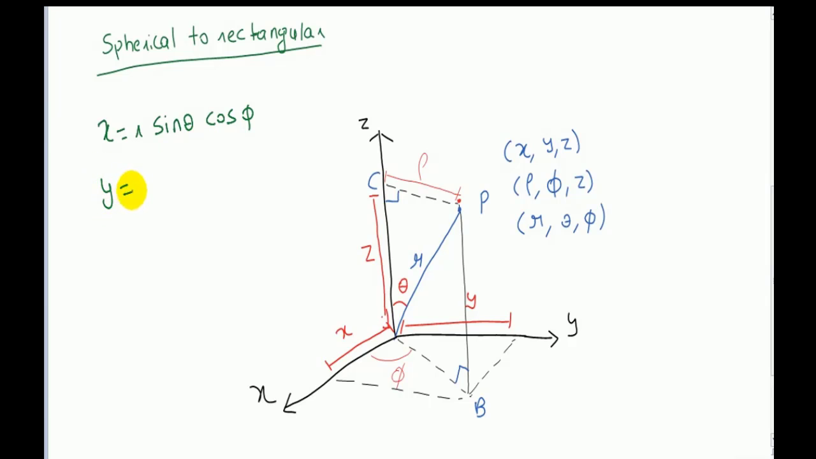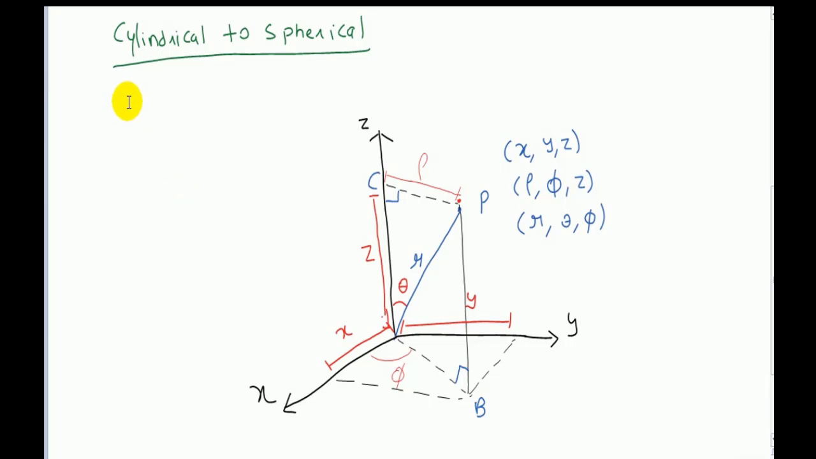Similarly, if I project this line OB on the y-axis, where OB was r sine theta, it will be r sine theta sine phi. So I can write y is equal to r sine theta sine phi. And if I project this r on the z-axis, it will be r cos theta, and this is z, so it can be written as z is equal to r cos theta. This is how we can convert spherical to rectangular system.